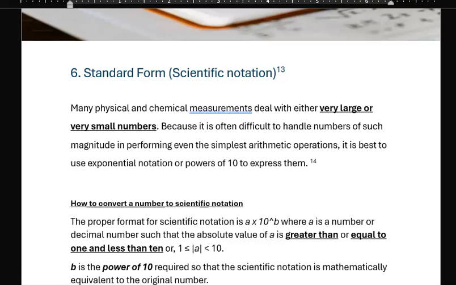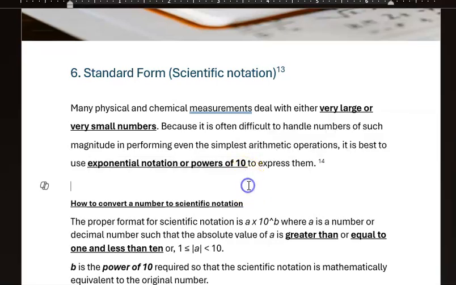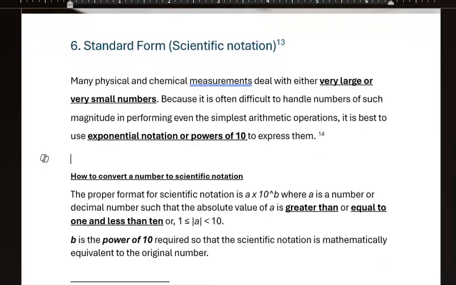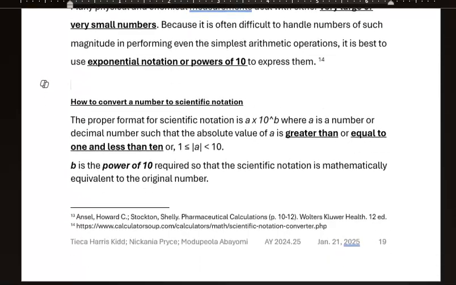Many physical and chemical measurements deal with very large or very small numbers. Because it is difficult to handle such numbers, the magnitude of these numbers and zeros and decimals, we often express them as exponential notation in powers of 10. That's really to make the number more manageable, right? In the metric system, when we move on to units of measurement under unit 2, we use milligram, kilogram, microgram, to eliminate zeros and decimals, okay?